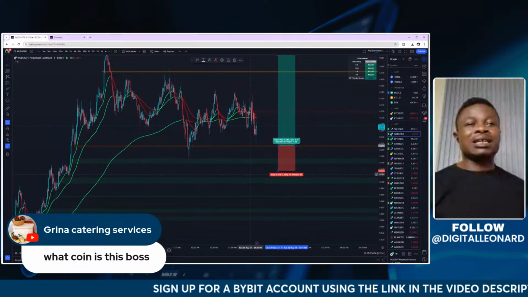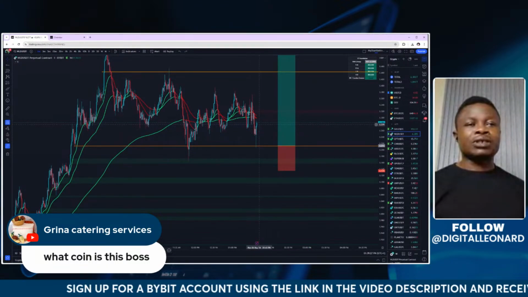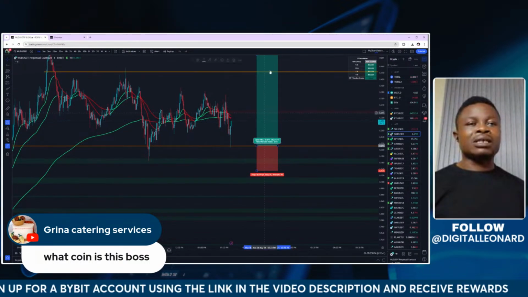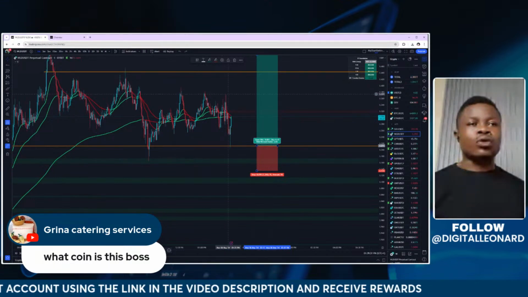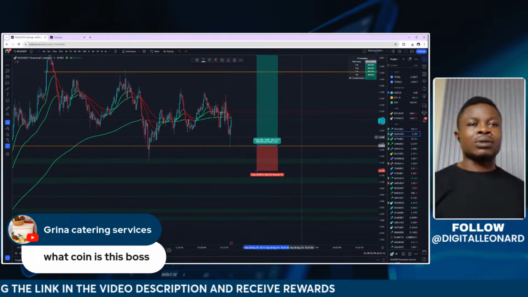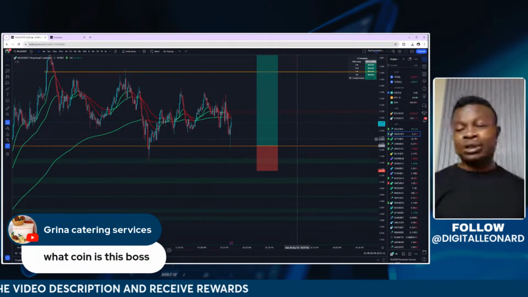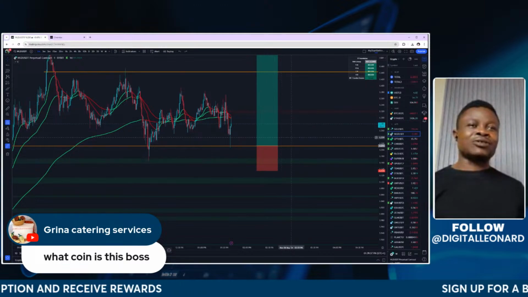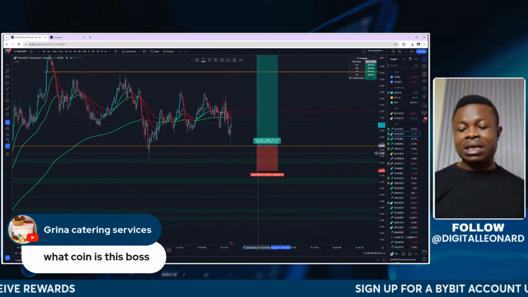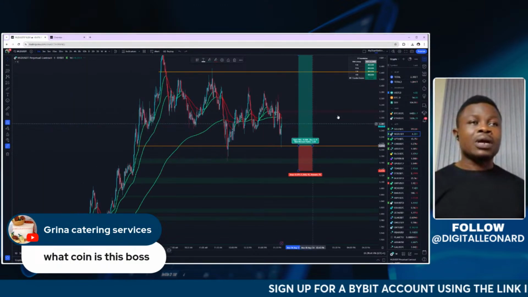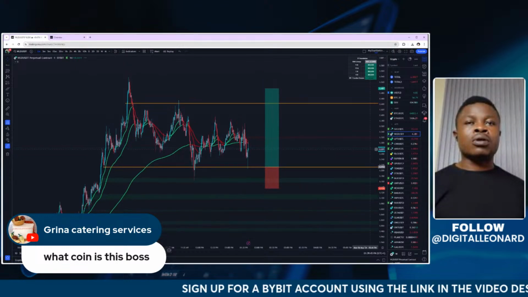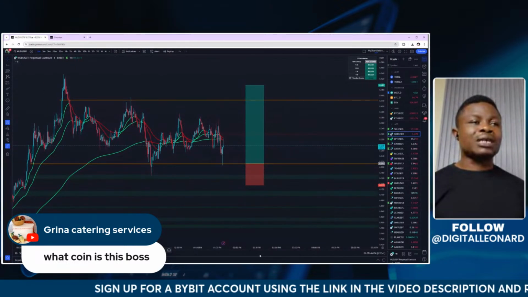So this was a nice rejection, as you can see there. We could have taken this and made a 1 to 2, targeting this area. But because I was talking, I need to teach you the strategy so that you get to understand it better. And right now, on the 1 minute time frame right here.